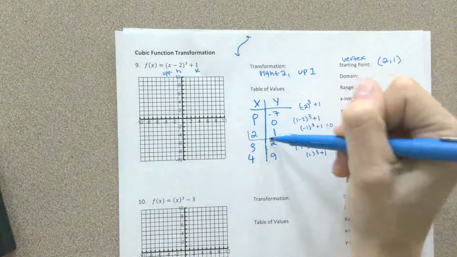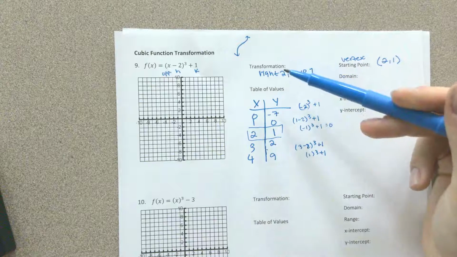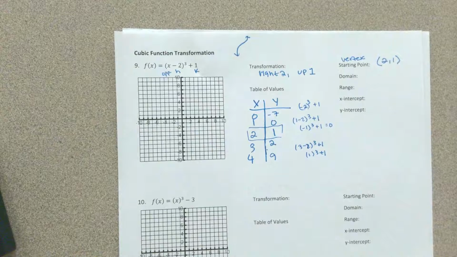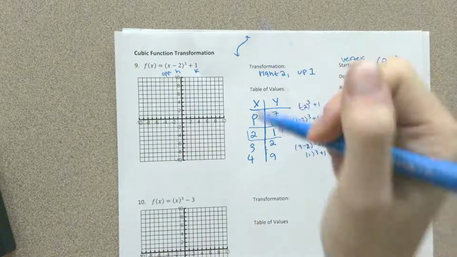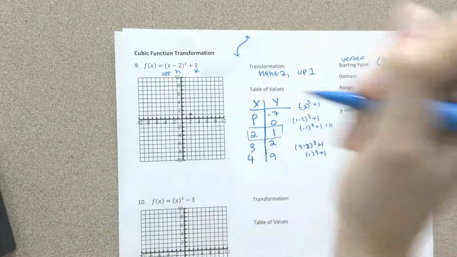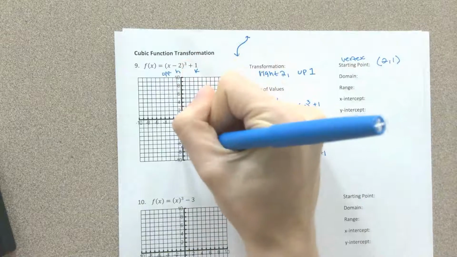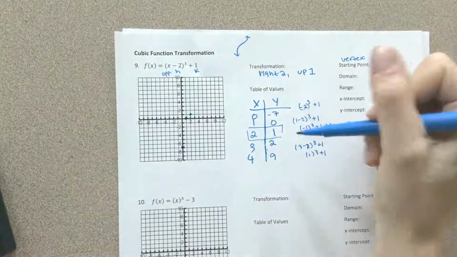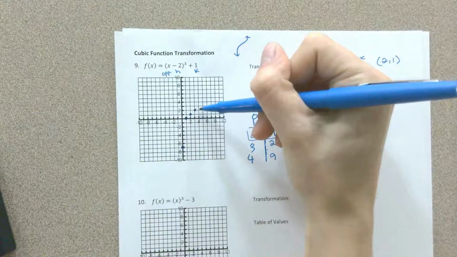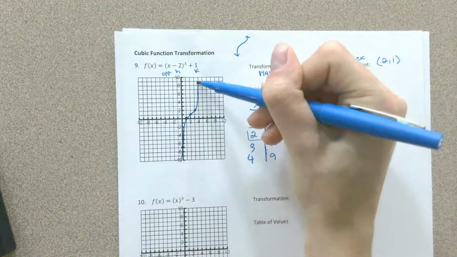So we already have this plotted. These are not going to be the same because cubic functions and square root functions are not symmetrical about our origin. So we're going to come over to 2, 1, then we have a point at 1, 0, and then we have a point at 0, -7. Okay, then we have 3, 2, and 4, 9. So our graph looks like this.